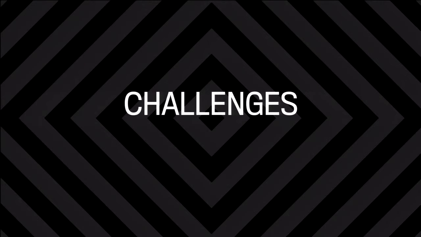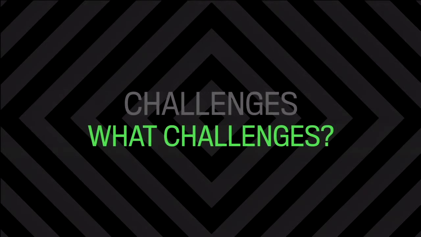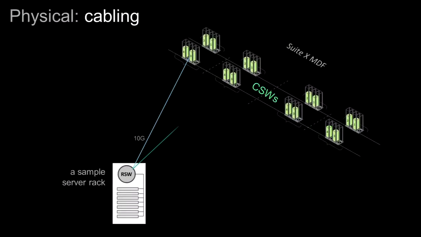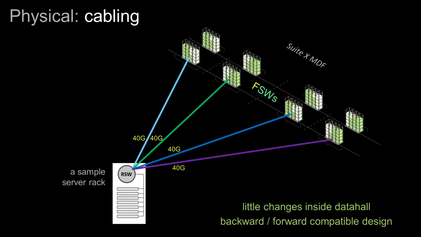So let's talk a little bit about the challenges, or more accurately, about how we address them and how we convert them to benefits. One perceived challenge is cabling. That's how the cabling looked in the data hall before. So a rack went to 4 aggregation points by uplinks. There were 10 gig uplinks. With Fabric, instead of cluster switches in the same aggregation points, we have Fabric switches now of the pods, and the cables became 40 gig. So it's essentially very little change inside the data hall. The same topology, same simplicity, and it's backward-forward compatible design.